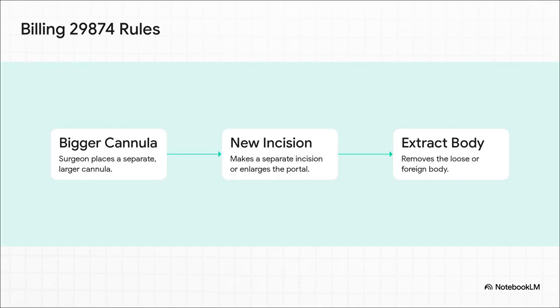Get this, the CPT manual dictates you can only report this if the fragment is the same size or larger than the instrument you're using. Ironically, this means the manual literally mandates that a surgeon must make a bigger hole just to prove the loose body was big enough to justify billing for it separately. The surgeon has to place a separate, larger cannula, make a completely new incision, or purposefully enlarge the portal just to get it out. If they don't document those exact physical steps, no way you can bill 29874.